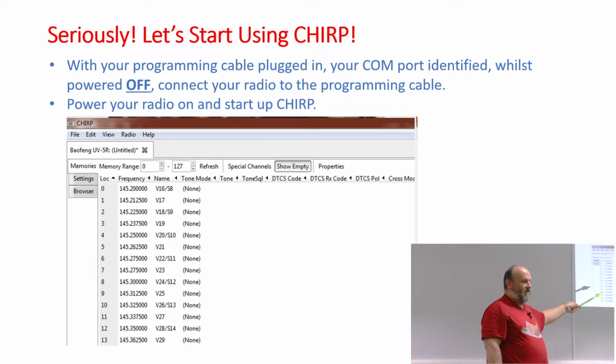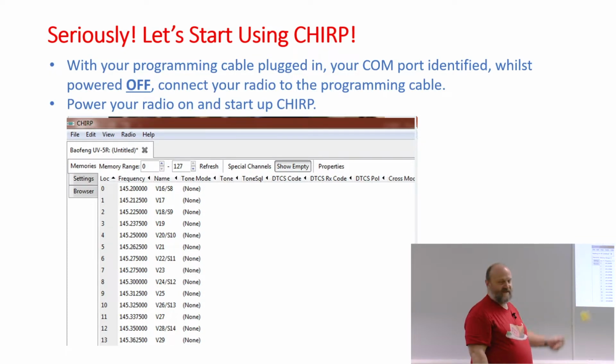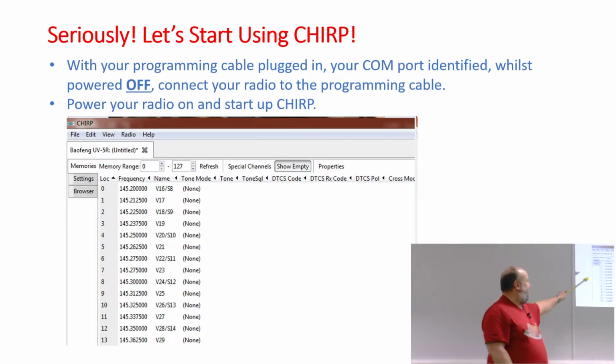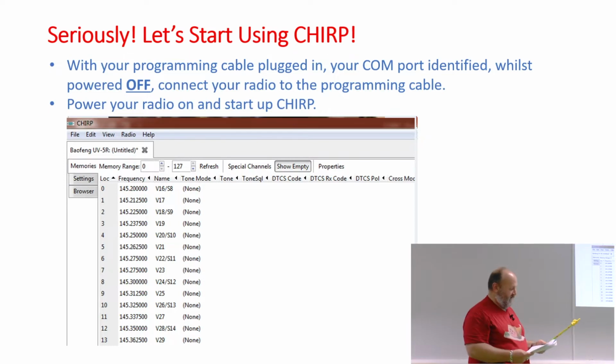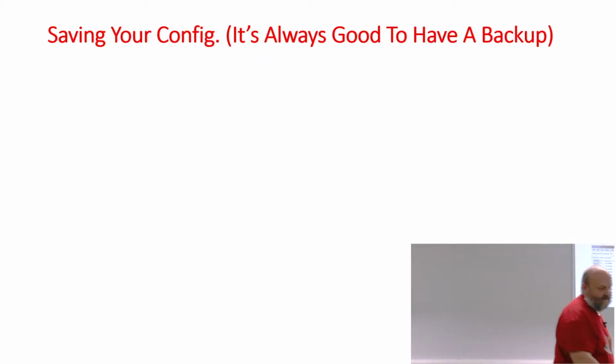This is what I've already programmed in there, which is why there's some stuff in there. If it's a completely fresh radio, you'll probably find that there will be nothing in any of those fields. It will all be completely empty. So you'll notice that it's identified it as a Baofeng UV5R, but this config is currently untitled at the moment. So what you need to do is, it would be a good idea to save this.